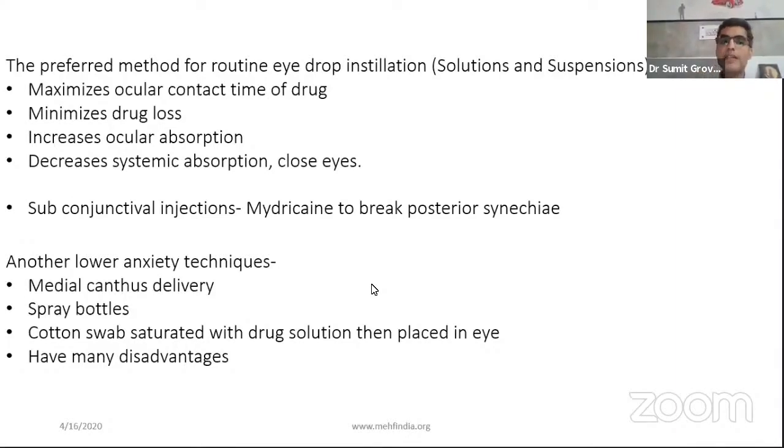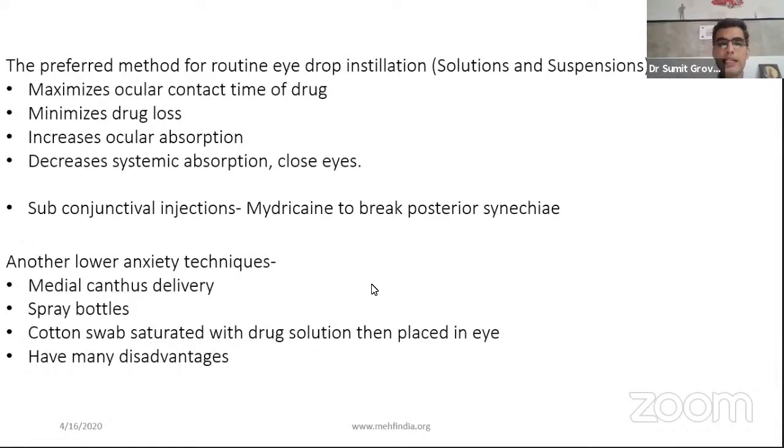Apart from that, subconjunctival injection, many of you may know that we use mydricaine. It is usually used for advanced uveitis, where posterior synechiae have developed.